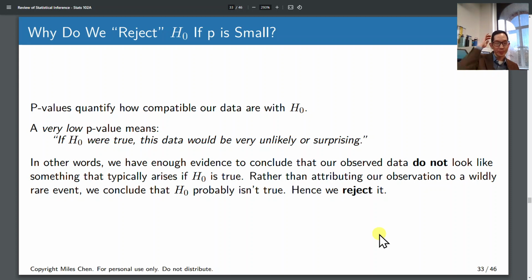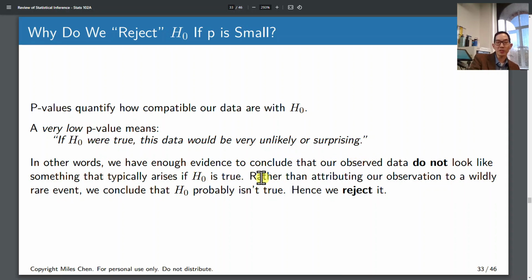Okay, so why do we reject the null if the p-value is small? A very low p-value basically means that if the null hypothesis were true, the data we have would be very unlikely or surprising, okay? So, we have enough evidence to conclude that our observed data don't look like what should happen if the null hypothesis were true, okay? We have an idea of things that typically happen if the null hypothesis were true.